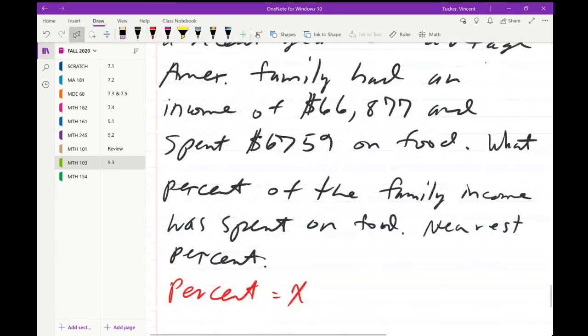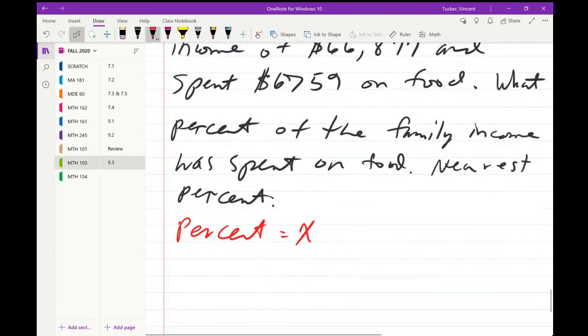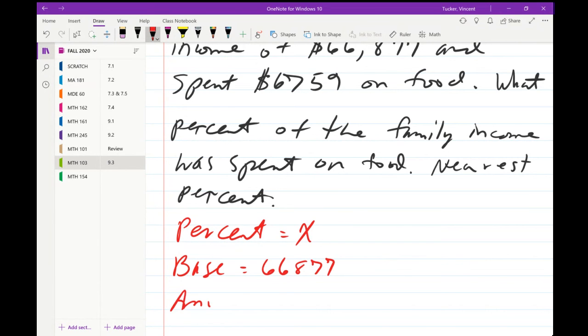The total income that they had was 66,877. So that's your base. Then out of that base, the amount spent on food was 6,759.